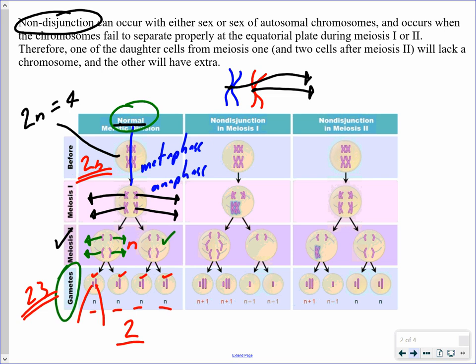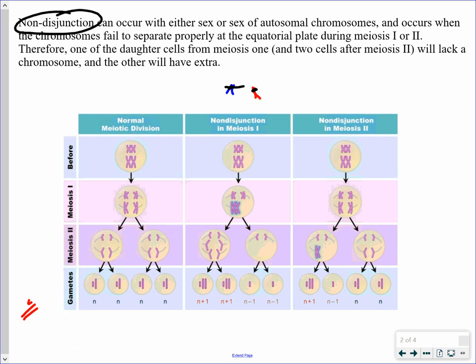So what could go wrong? Well, non-disjunction, again, is the improper separation of the chromosomes. It can take place either during meiosis 1 or during meiosis 2. So the picture in the middle is specifically showing non-disjunction, the improper separation of the chromosomes, right away during meiosis 1. And if this is the case, then every single cell at the end is going to be affected, and they're either going to end up with 1 extra or 1 fewer chromosomes.